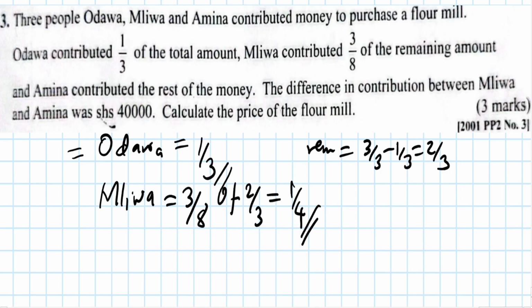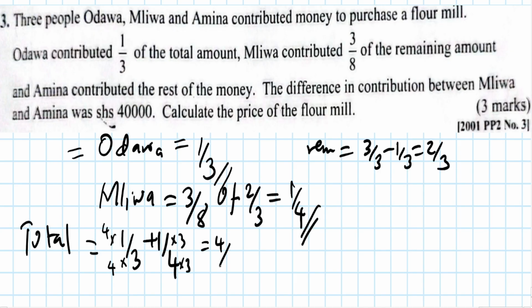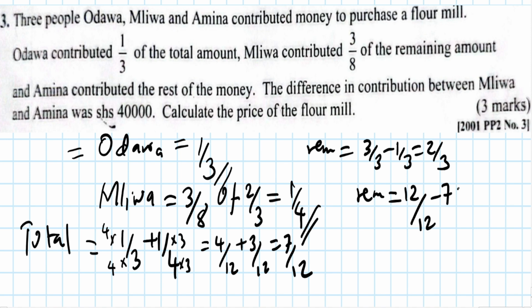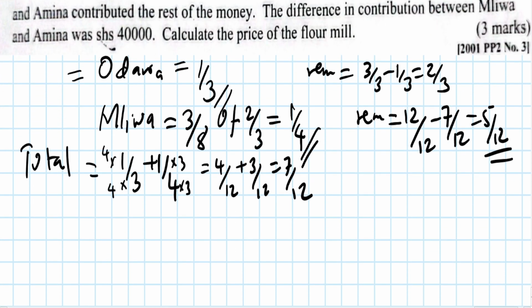Okay, and Amina contributed the rest of the money. So for the rest, first you need to find the total of Odawa and Mliwa so that you can find the rest. So you take a third plus a quarter. If you want to add that, multiply by 4 and by 3, so that the denominators become the same. This is going to be 4/12 plus 3/12, which is 7/12. So that is the total for the two, 7/12. The remaining amount is going to be 12/12 minus 7/12, which is 5/12. So that 5/12, Amina contributed it.